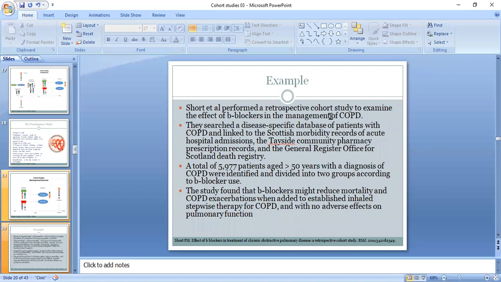So what is done in the retrospective study? The patients have taken the beta blockers and the outcome of interest, that is the COPD exacerbation, has occurred before the study has been conducted. So they go into the past, check the registers and various records, and then find out, among the beta blocker users and non-users, the outcome of interest, that is the exacerbation of COPD and other effects.